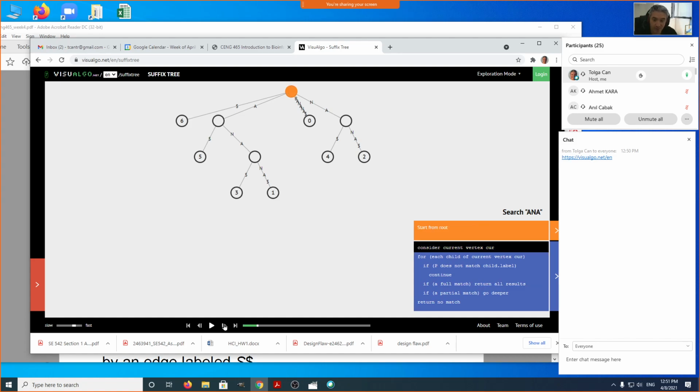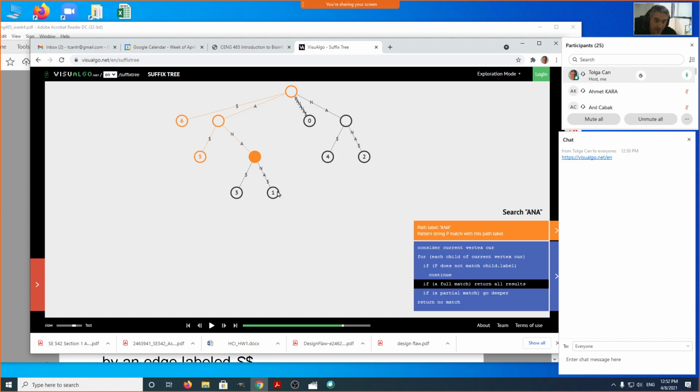Consider the current vertex. We look at all the outgoing edges until we find the one that contains an edge label which starts with A, the current letter. The current letter is A, and we find A here, we match, and it's a partial match, so we can continue deeper. We first look at this edge. It starts with dollar. No, that's not the one we are looking for. We continue, and this edge contains N and A. The full match is done.